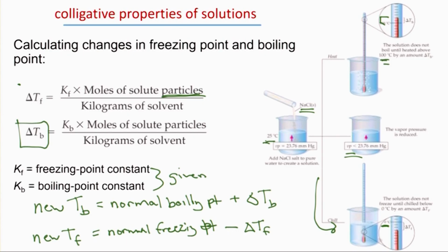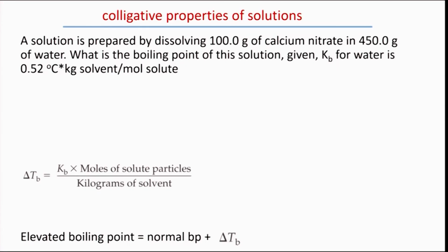Let's then actually do a calculation here. A solution is prepared by dissolving 100 grams of calcium nitrate in 450 grams of water. What is the boiling point of the solution, given that the constant, this Kb for water, is 52 degrees Celsius times kilogram solvent per mole solute? Can we do it? So we are taking water, which we know normally would boil at 100 degrees Celsius. We are adding some calcium nitrate to it. Since we're adding a solute, we expect the boiling point to be higher than 100 degrees Celsius.